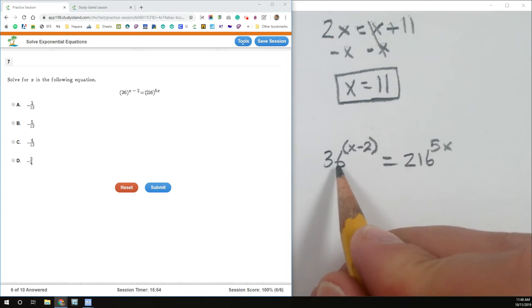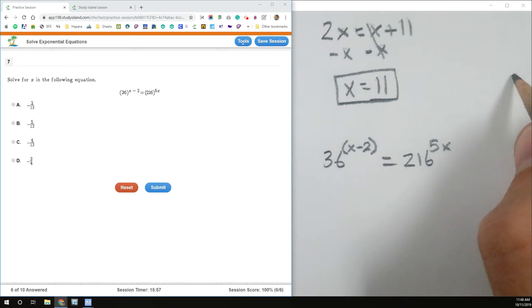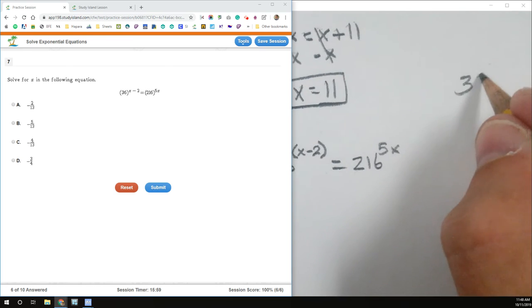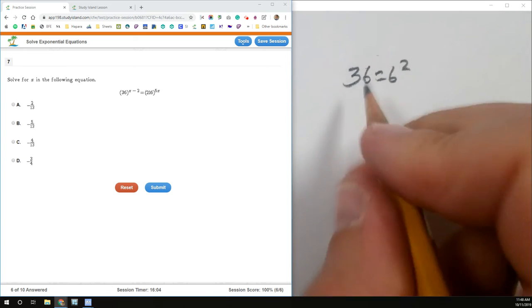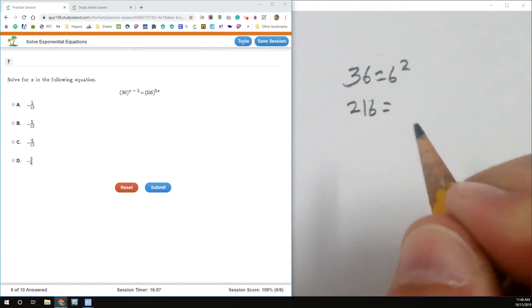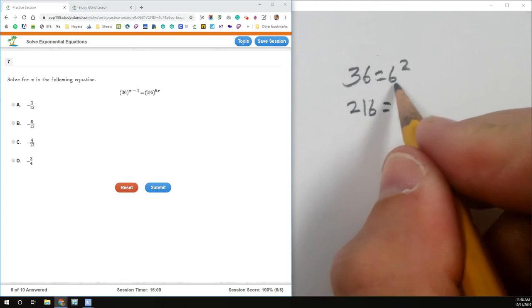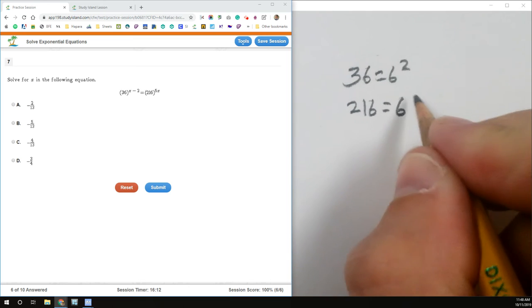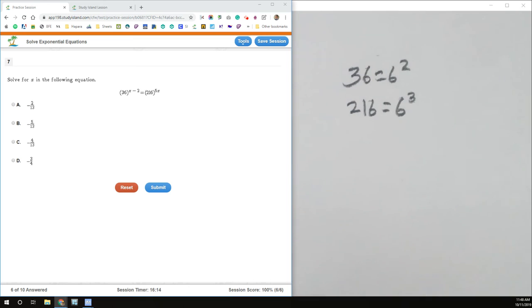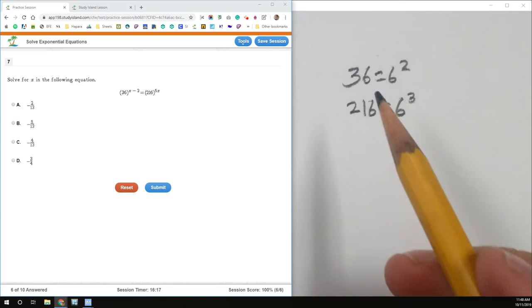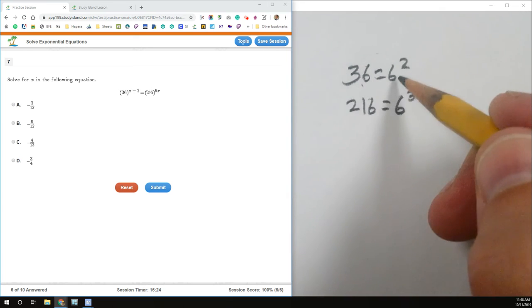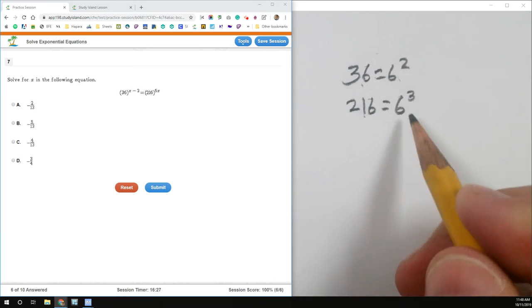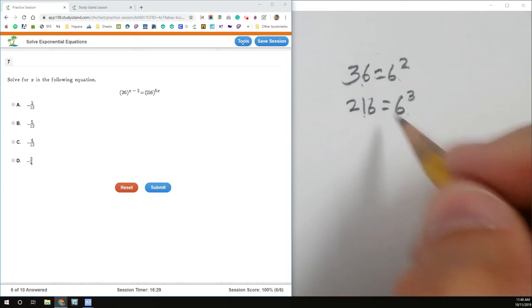I know that 36 is 6 squared, okay? 36 equals 6 squared. Just forget about the problem for a minute. Just think about 36 is 6 squared. And what is 216? Can I write that with a base of 6? That is 6 cubed. 6 times 6 is 36, and 36 times 6 is 216, so that's 6 cubed. So if I can rewrite 36 with a base of 6, and I can write 216 with a base of 6, then I can get the bases to match up.